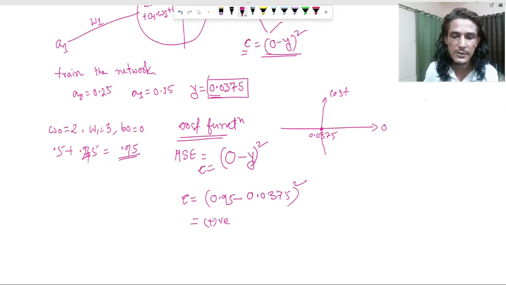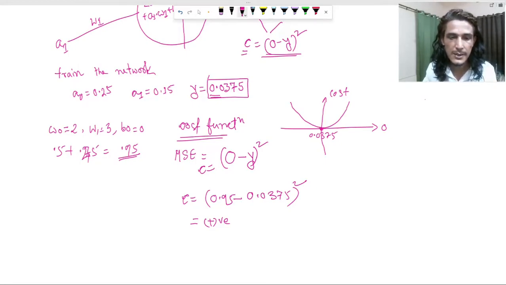Not only that, if your generated output deviates from this desired output in both directions, positive and negative, you'll see a positive cost because of the square you're taking. And the function will look something like this. If you plot for different O values within a range, you will see what the cost function looks like.